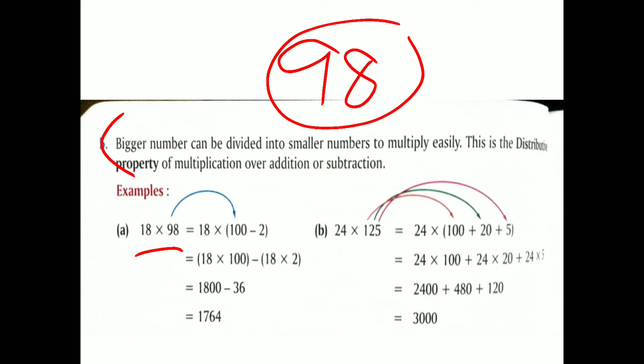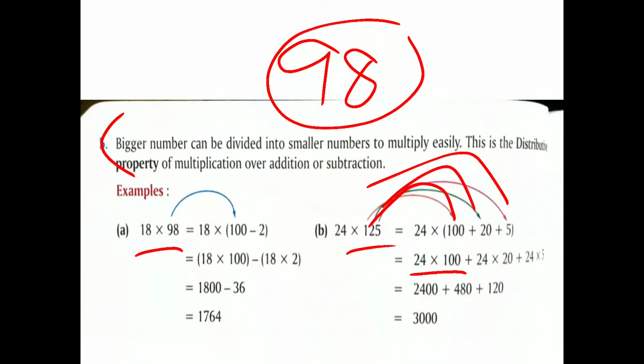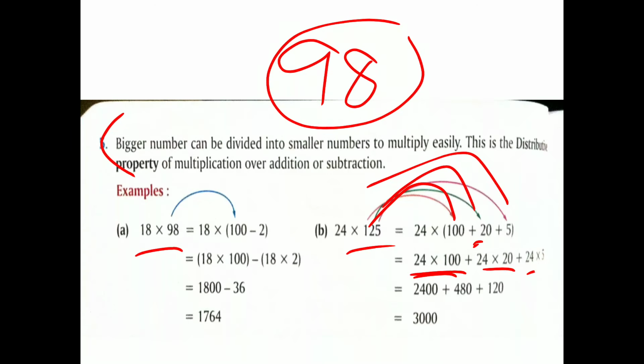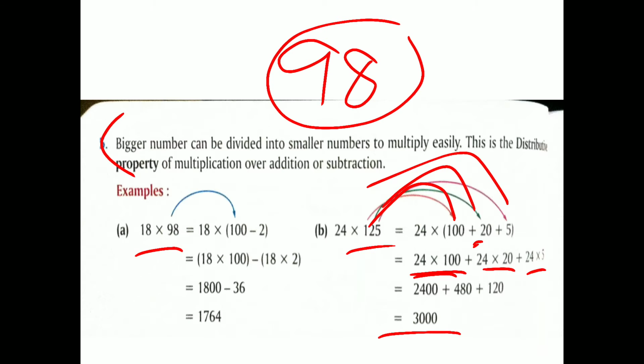Clear? Now the second example, see 125. Now how do I expand it? I must have multiples of 100, 200, like this. So 100 plus 20 plus 5 I can write. Then multiply 24 with 100 first, then 20, then 5. 24 into 100 plus, because there is a plus sign, not a minus sign, plus 24 into 20 plus 24 into 5. Then multiply every number, and whatever the answers come, add them. Your answer will be 3000. Clear? This is called distributive property.